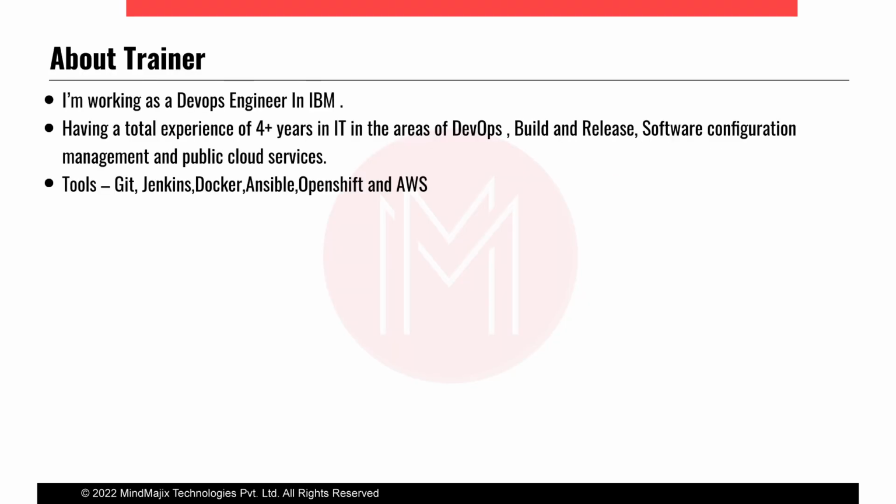Working as a senior system engineer in IBM with a role in DevOps engineer. I'm having a total experience of 4+ years in the areas of DevOps, build and release, software configuration management, and public cloud services. I have experience of 3+ years in OpenShift, and apart from OpenShift, I have also worked in other DevOps tools like Git, Jenkins, Docker, Ansible, and AWS.